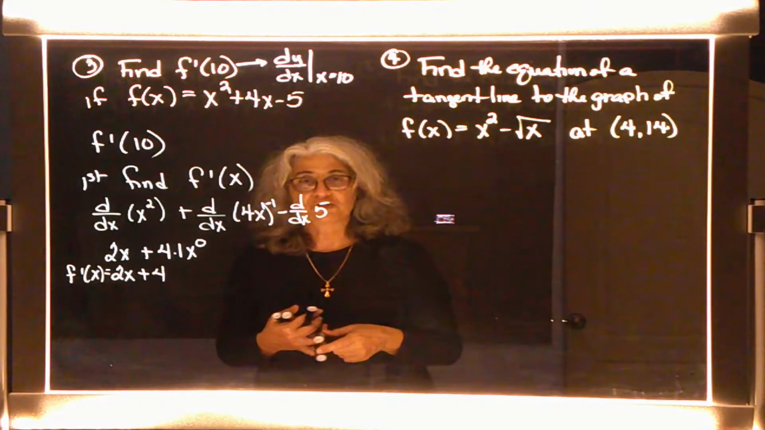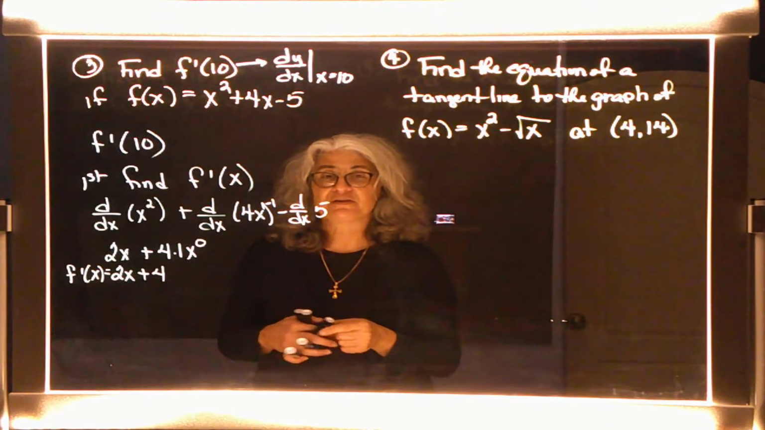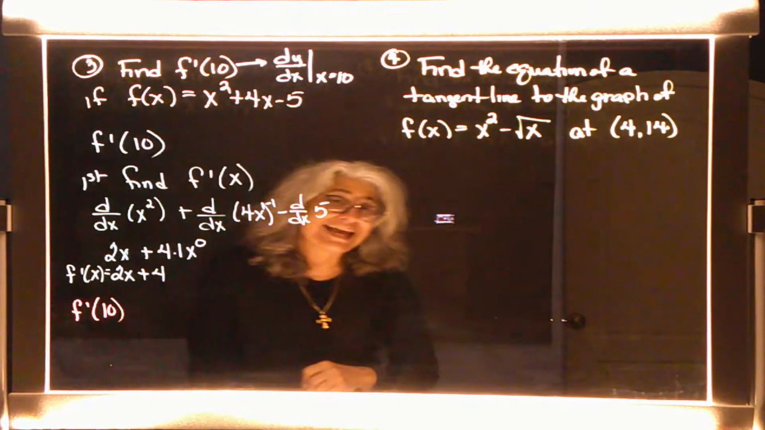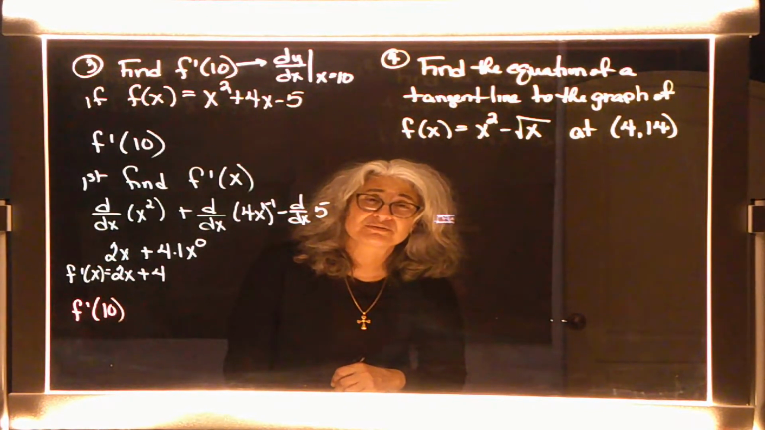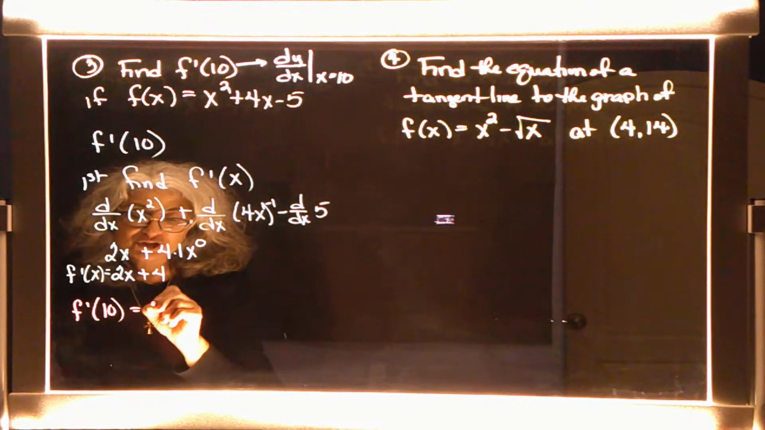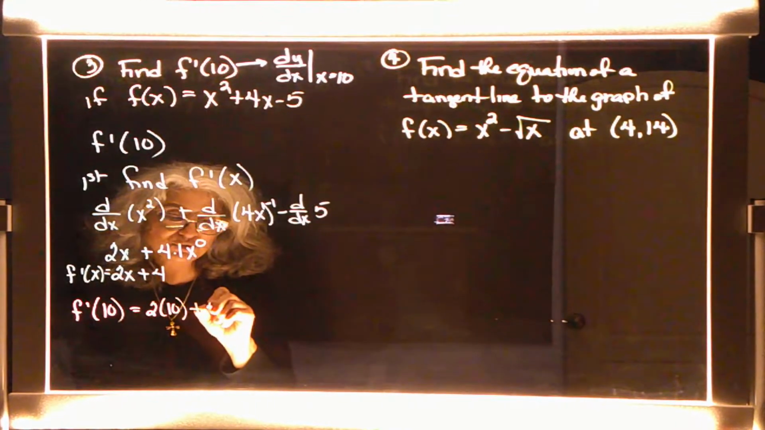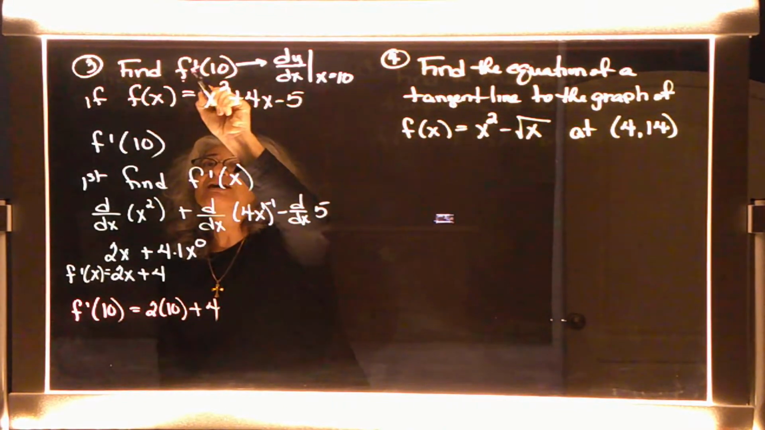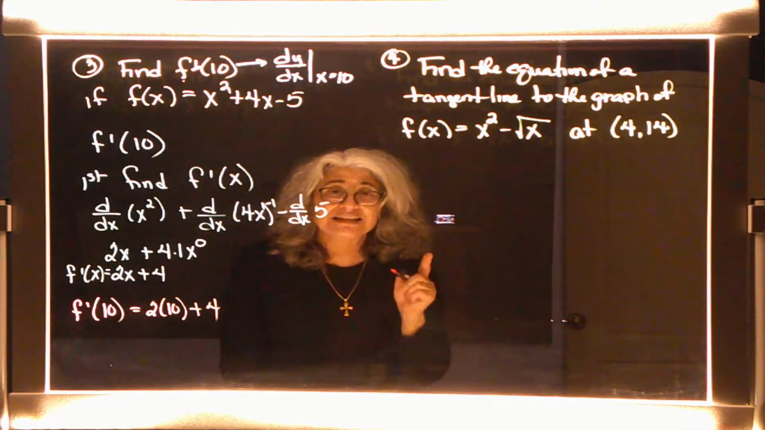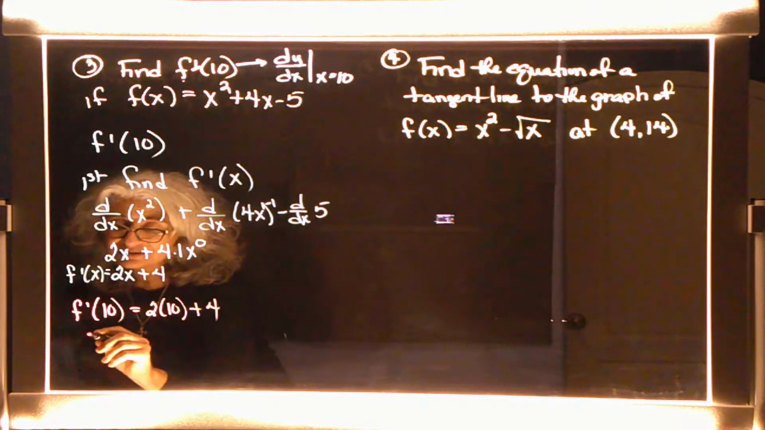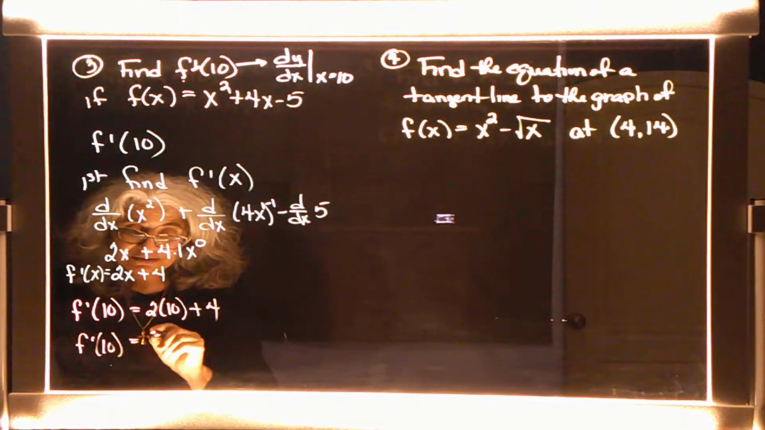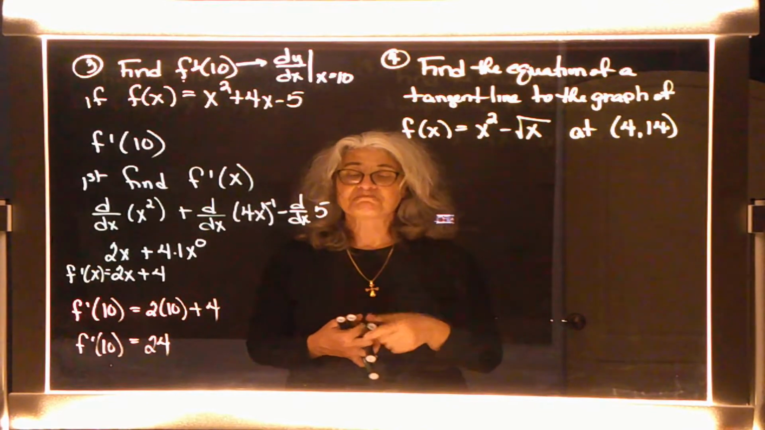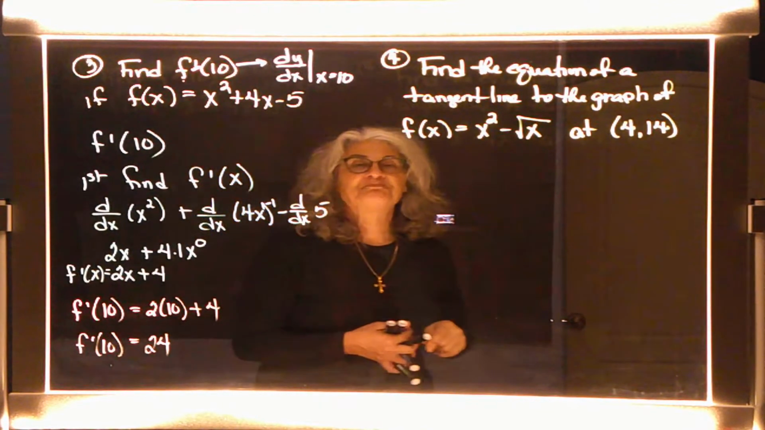Agreed? Good. But they didn't ask for the derivative of the function. They wanted the derivative of the function at 10. So now what do you think you're going to do? Excellent. You're going to plug it in. You're right. You plug in the 10 to the derivative. Why? Because it said f prime of 10. We needed the derivative first so I could plug the 10 in. Not before. So that gives me a 24. Do you agree? Good. Let's look at this one.